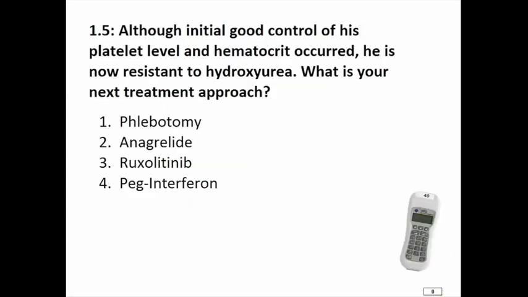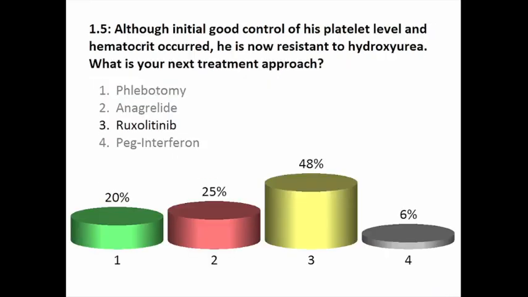Although initial good control of his platelet level and hematocrit occurred, he is now resistant to hydroxyurea. What is your next treatment approach? Phlebotomy, anagrelide, ruxolitinib, or PEG interferon? Good. So there's debate here, so that's fine.